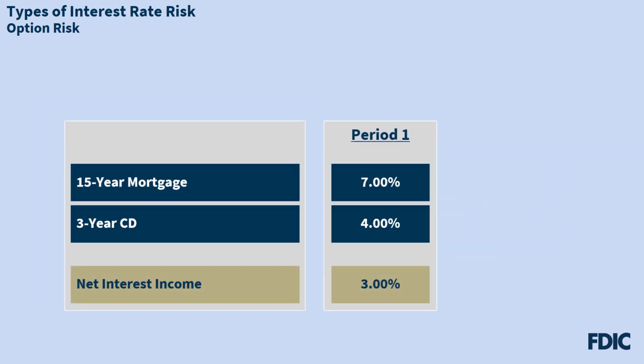Now, let's illustrate option risk in more detail. Here, we show a bank holding a 15-year fixed-rate mortgage. The bank has funded the 7% mortgage with a 3-year time deposit that costs 4%. In this example, the bank will earn 3%.